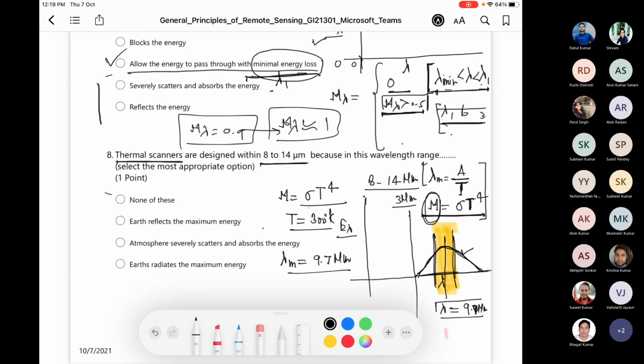Okay. So when we talk about a radiated component, when we discuss the temperature, we are not considering over here the reflected energy. What we are considering is that Earth radiates the maximum energy.